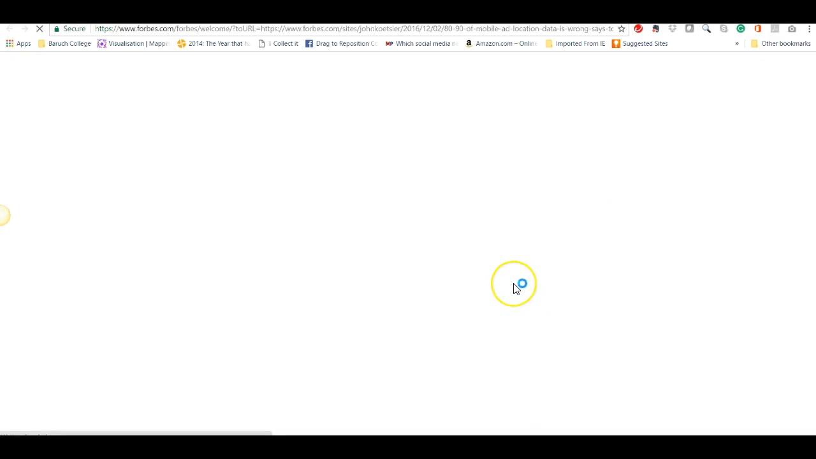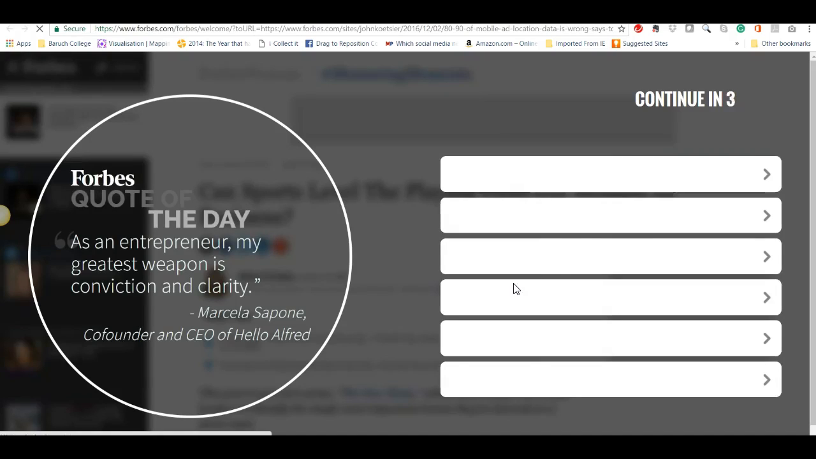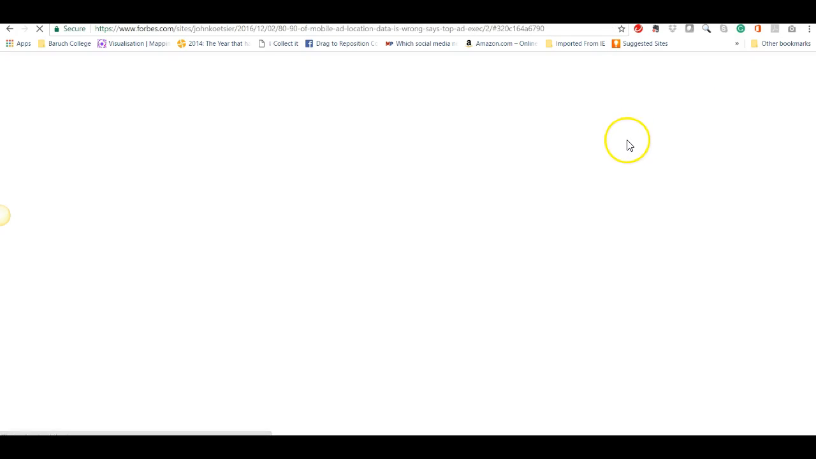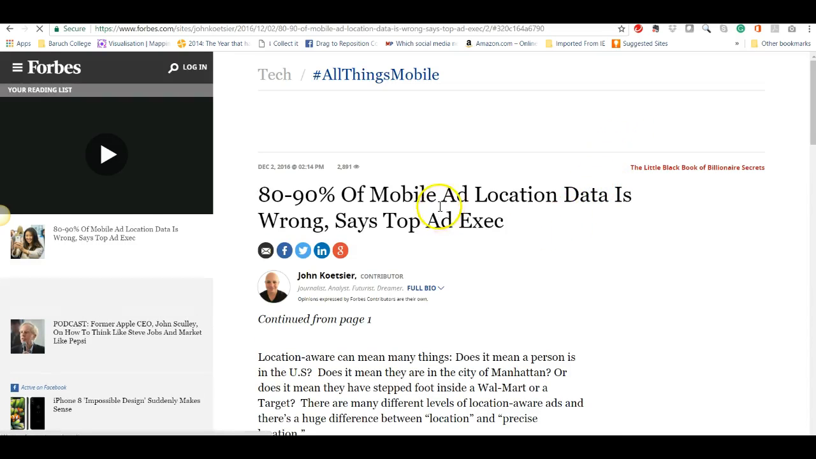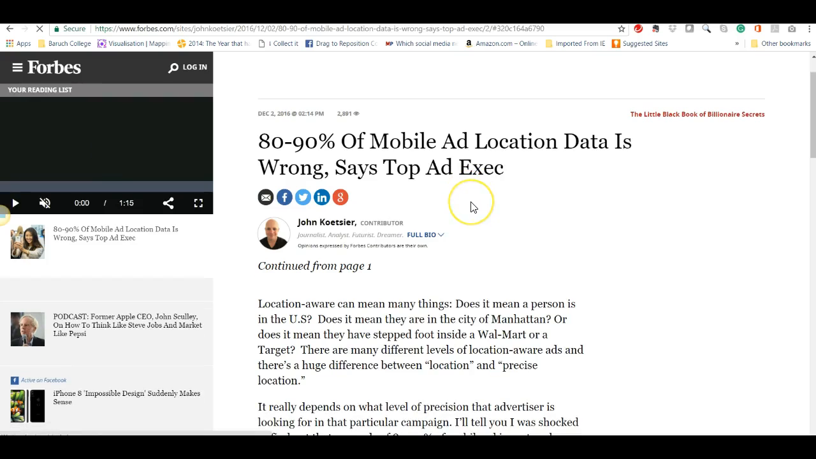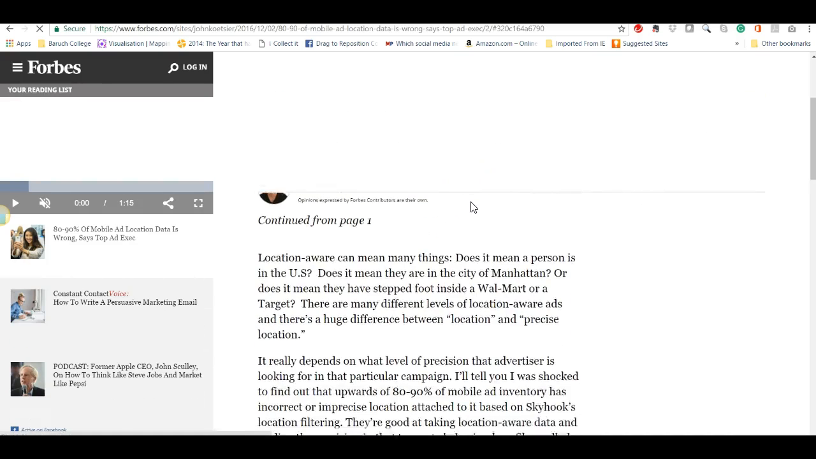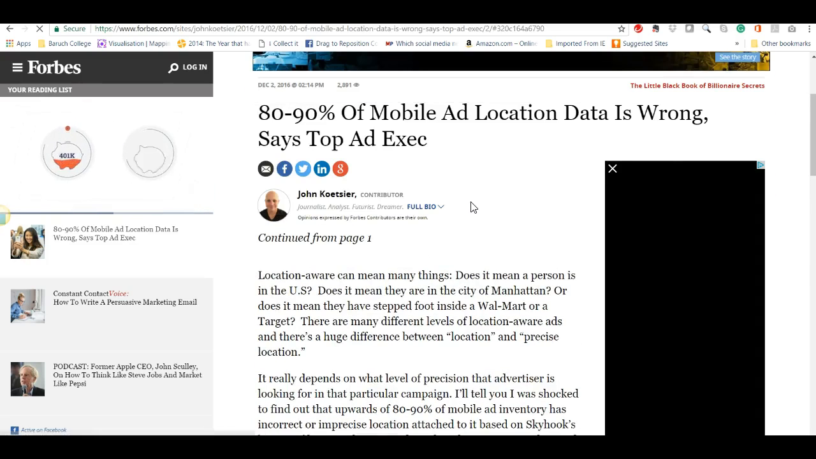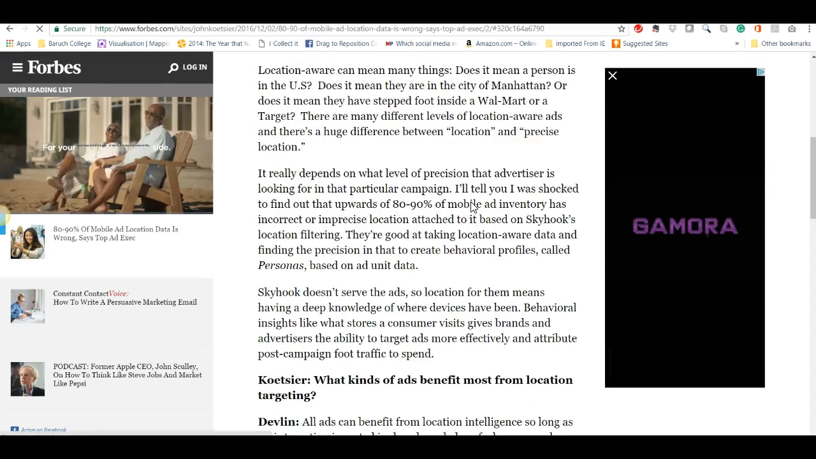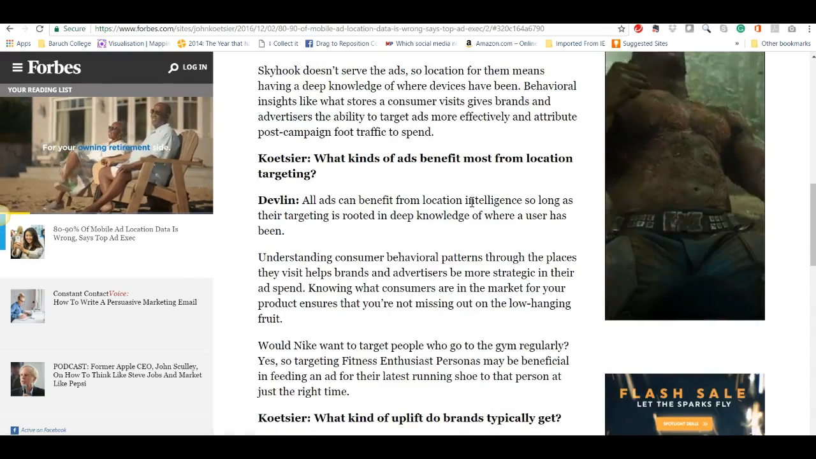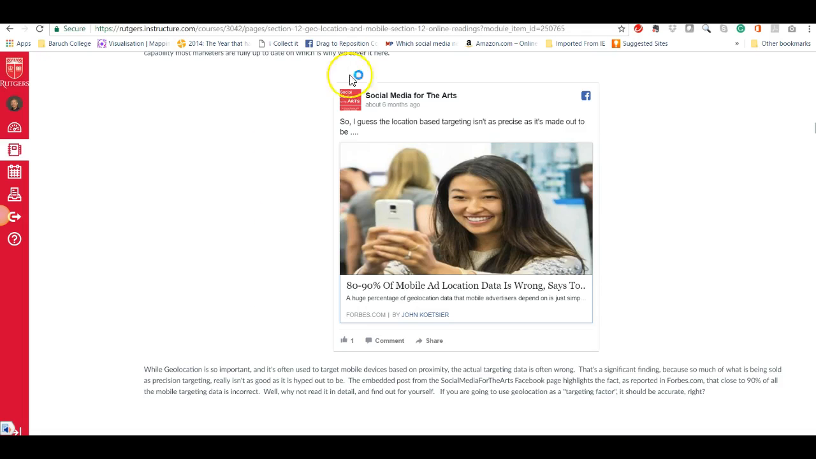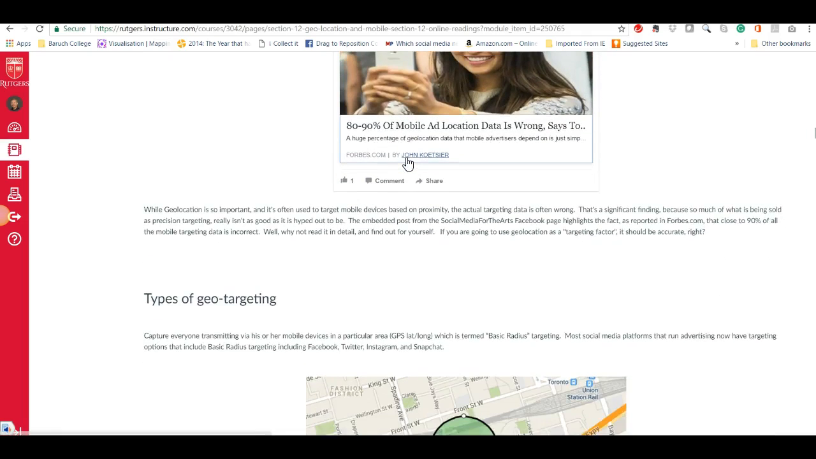Here's an article that I found on Forbes that really says that the data is wrong in a lot of cases. Mobile ad location data is wrong. Now they're saying ad data, but what they're really saying is the targeting data. If you are targeting something to where you think someone is, that location may be wrong, may be off by so many feet, or could be off by a mile.